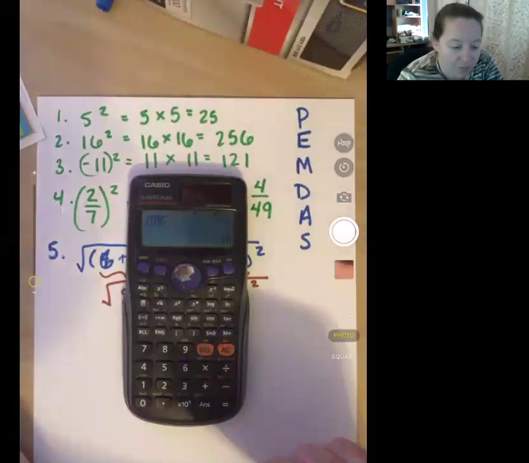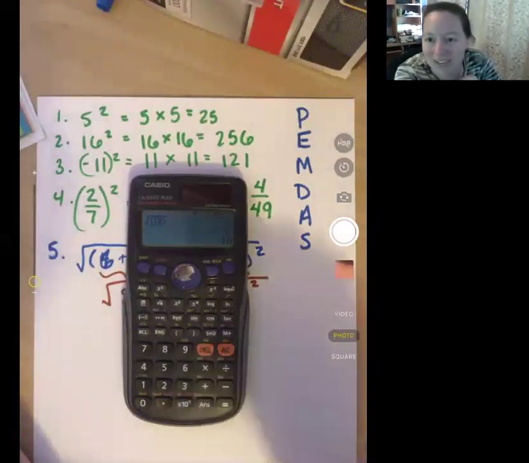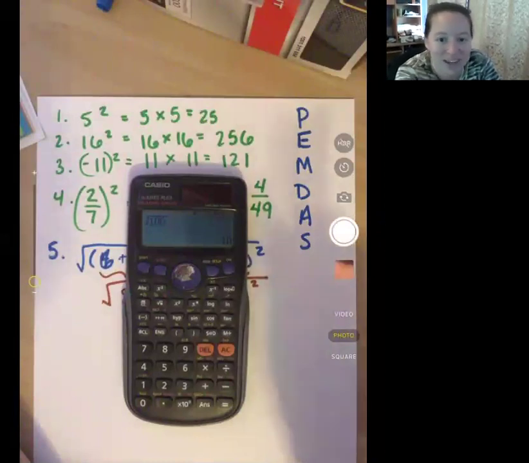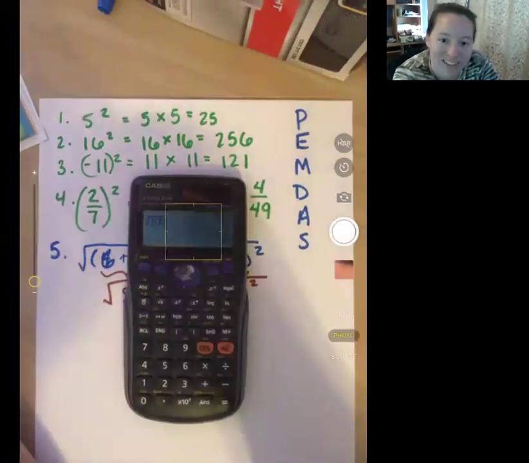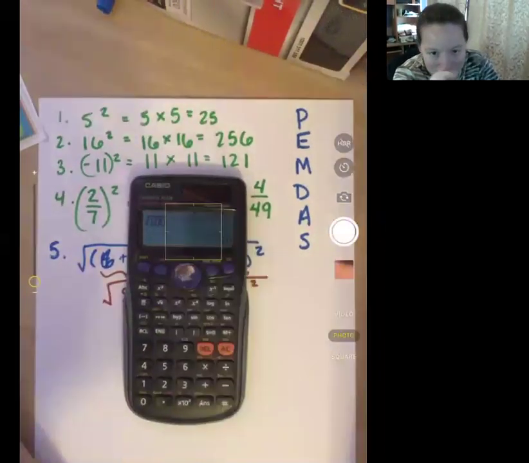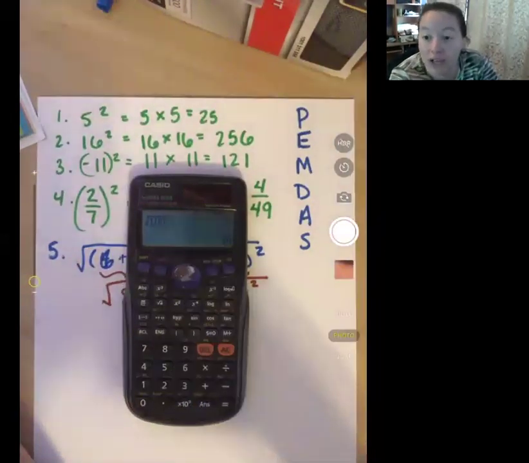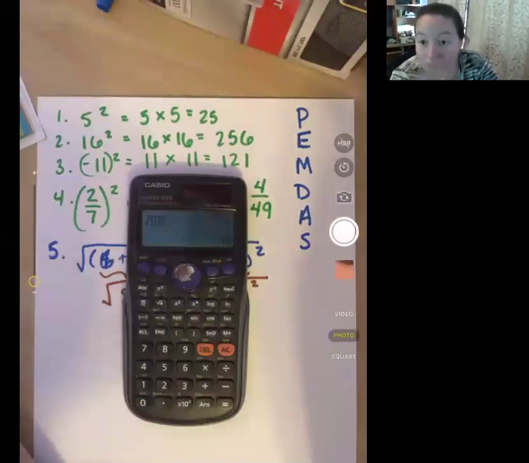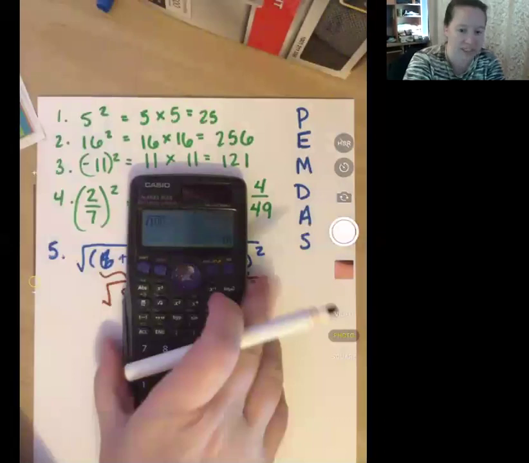Okay. If you have a cheap calculator, you type in the number first, then the square root key. If you have a more expensive calculator like this one, you type in the square root key first, then the number. So figure out the way that it works for your calculator, and you can do it that way. Okay, so the square root of 100 is 10.